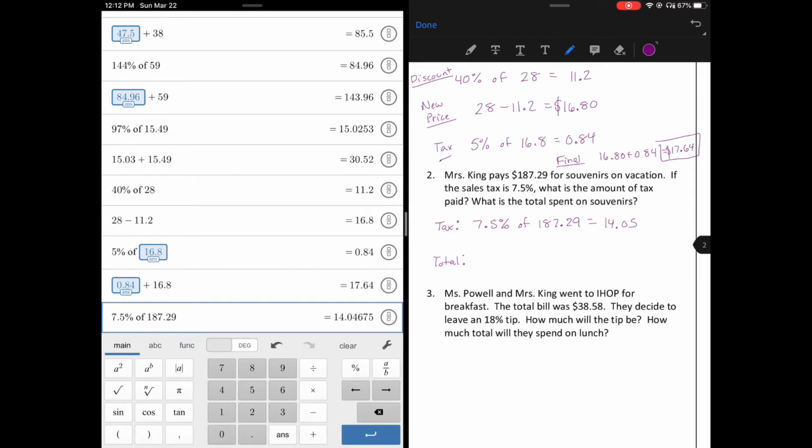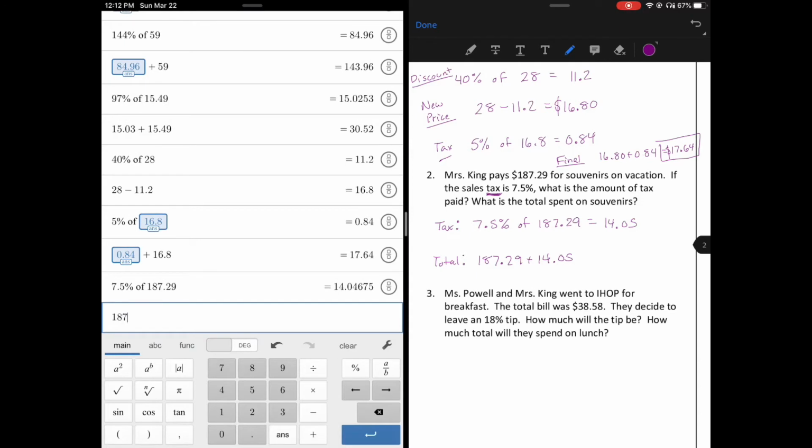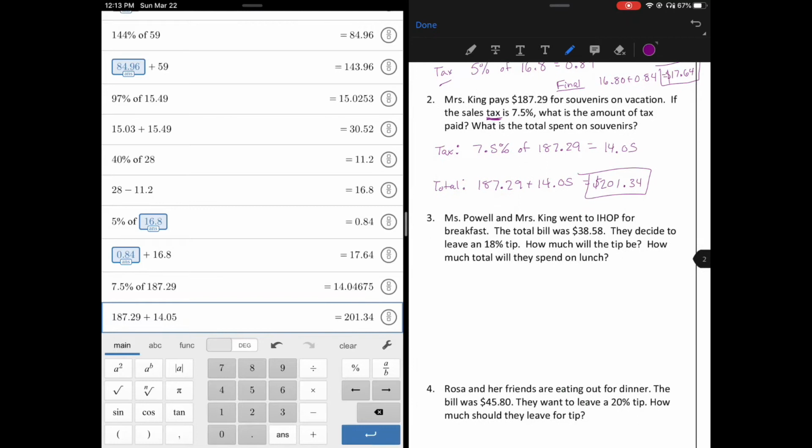And then for our total, tax is always added, so we'll take our original amount and we'll add the 14.05. We get a final price of $201.34. For number 3, Mrs. Powell and Mrs. King went to IHOP for breakfast. The total bill was $38.58.